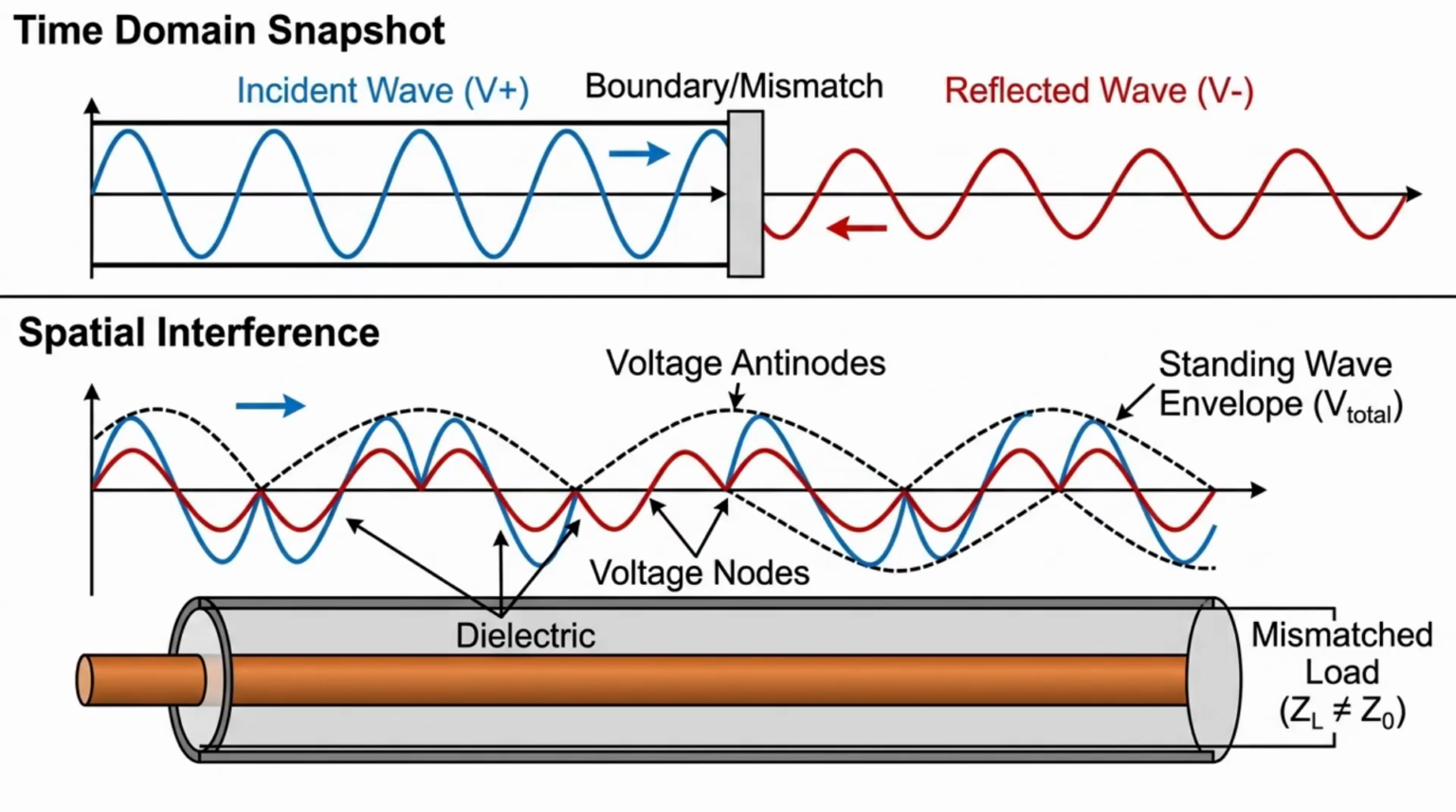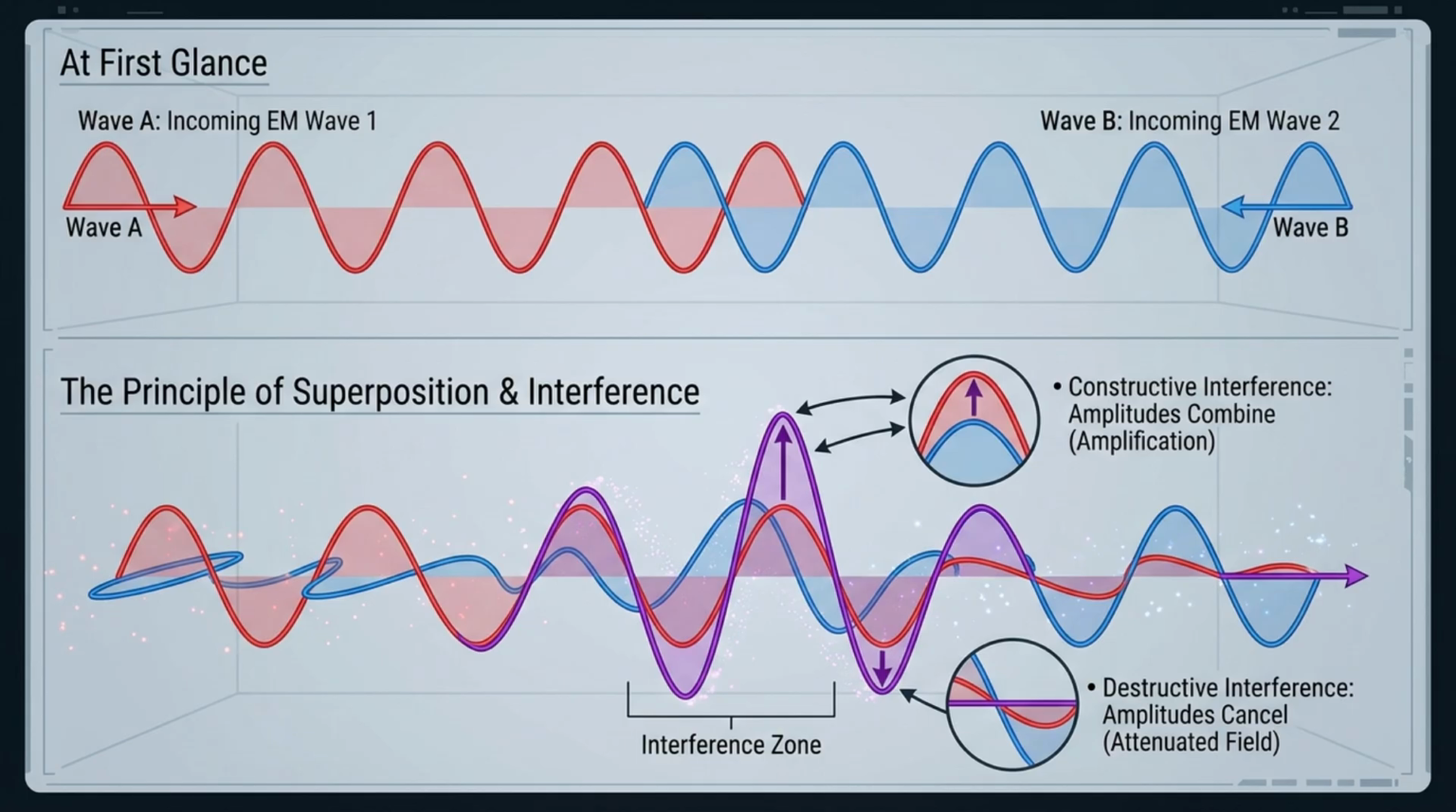In the previous lessons, we learned that electromagnetic waves can reflect when they encounter boundaries or impedance mismatches. This means that in many RF systems, both an incident wave and a reflected wave may exist simultaneously. At first glance, it might seem that these waves simply pass through each other and continue traveling independently. However, electromagnetic waves obey the principle of superposition, meaning that when multiple waves occupy the same space, their fields combine.